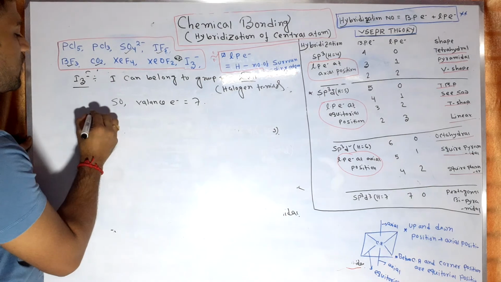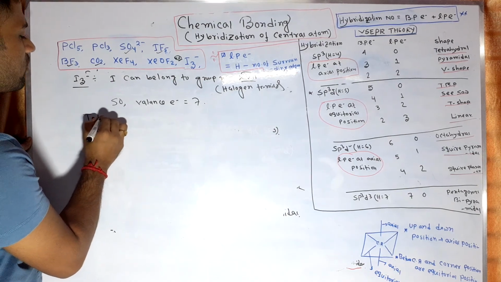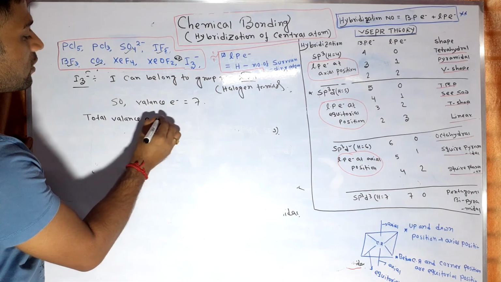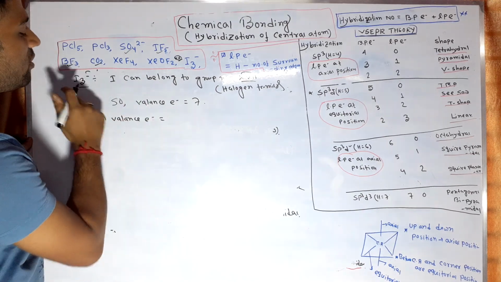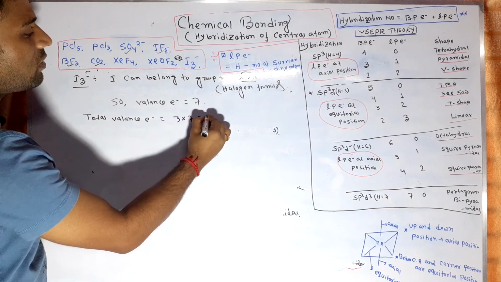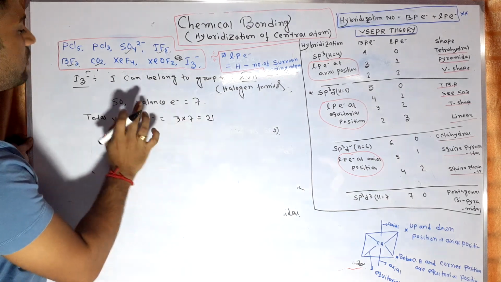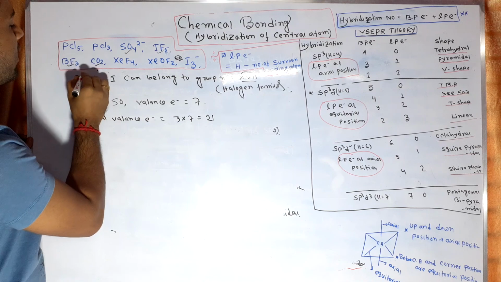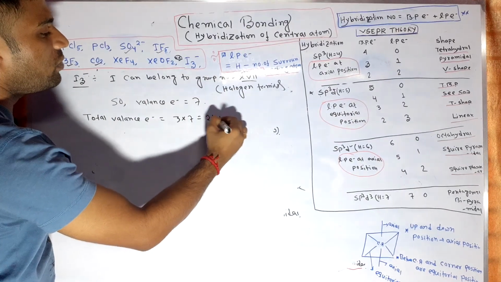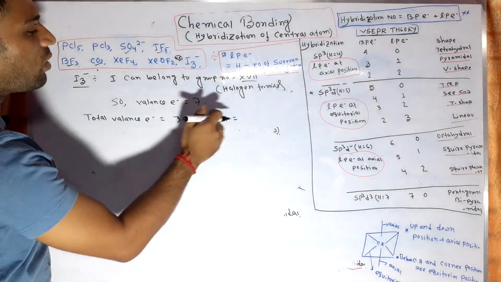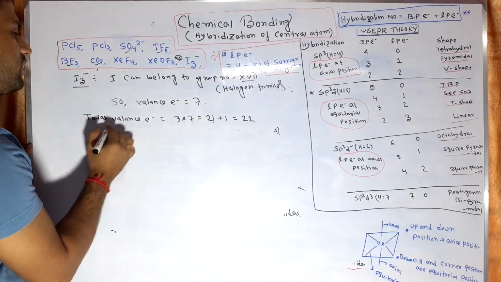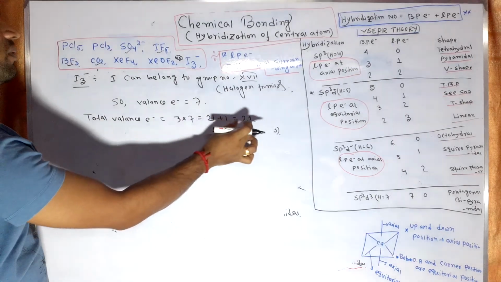So for I3 minus, first count the total valence electron. The number of iodine is 3, each with valence electron 7. So 3 into 7 is 21. Then I3 minus means 1 extra electron, that means 1 electron should be added. If it were plus, 1 electron would be subtracted, but for minus it is 22. Next, the total valence electron counted is 22.